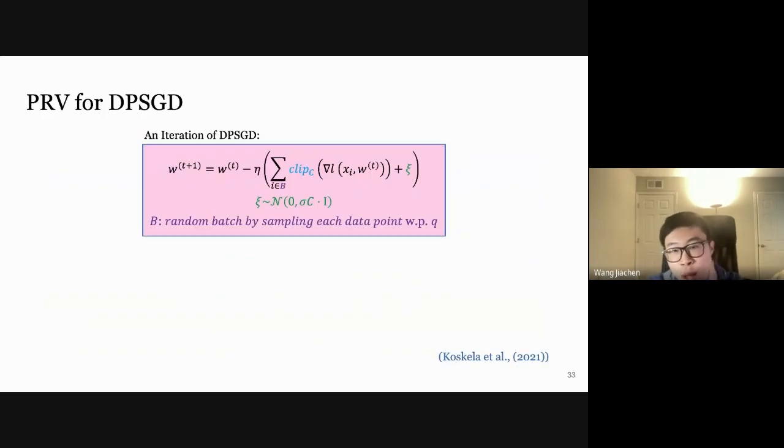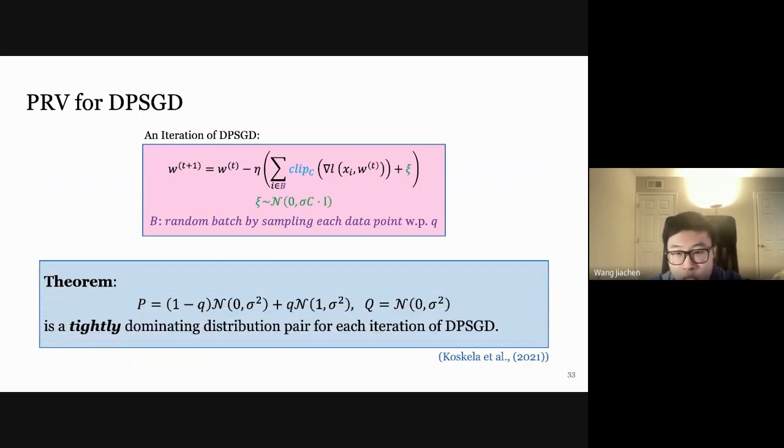So now let's go back to DPSGD for an example of this definition. Recall that the most basic version of DPSGD works as follows. At each iteration, we sample each data point with a subsampling rate Q to get a random batch. For each batch, we compute the gradient, and we do the clipping on each individual gradient according to some constant. And we add Gaussian noise to the aggregated gradient. So each iteration of DPSGD is modeled by the subsampled Gaussian mechanism.